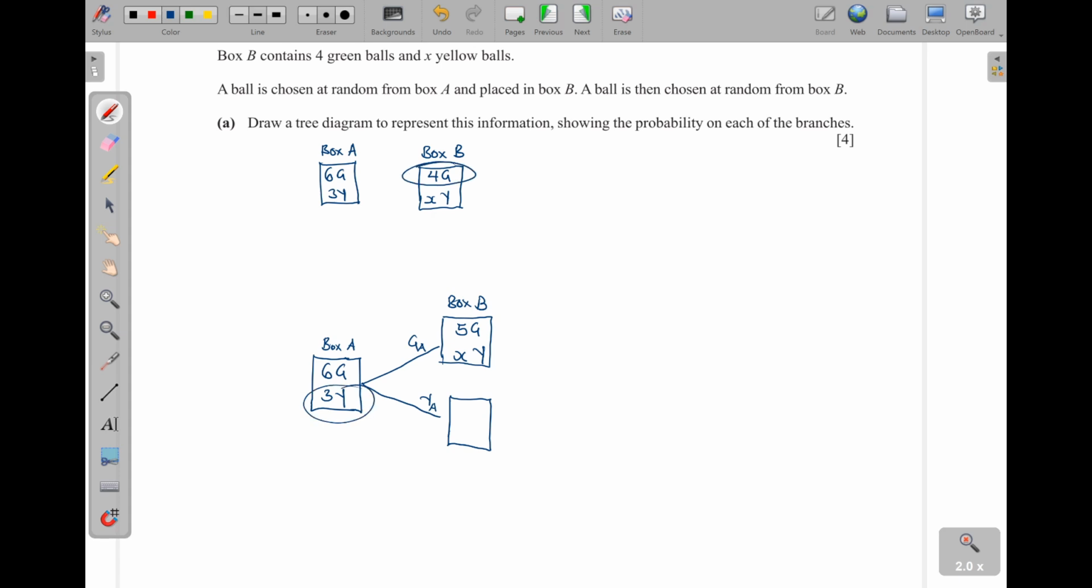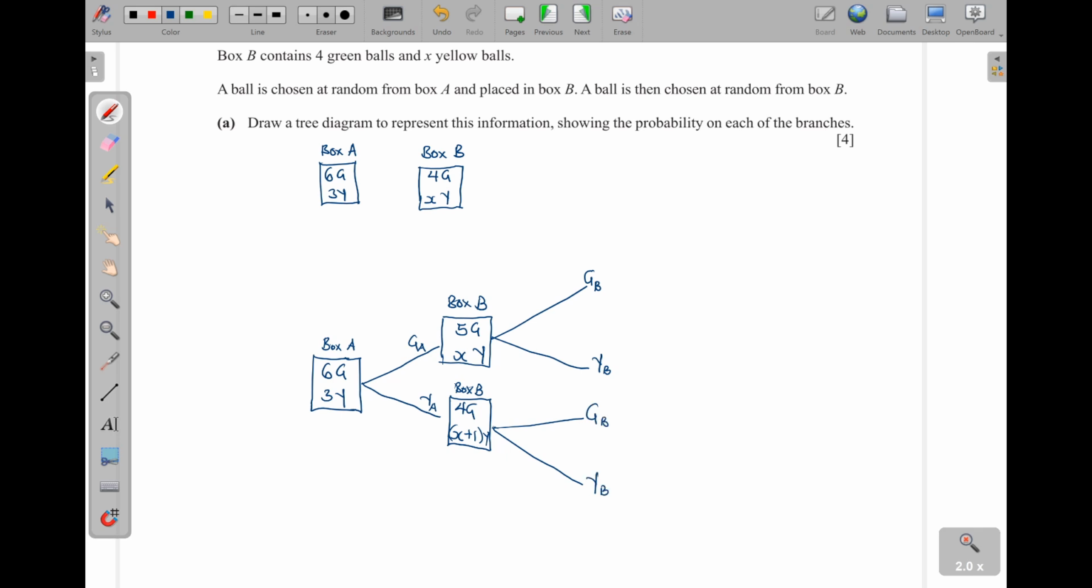But you are picking a yellow and then you add it here. So that means our green, we shall put 4 green. This is still box B. Then the yellow ones are going to be the X, which is here, plus the one that has come from here. So we shall have X plus 1 yellow. Okay. Then now you are picking a ball from here. And when you are picking, you are getting either green from B or yellow from B.